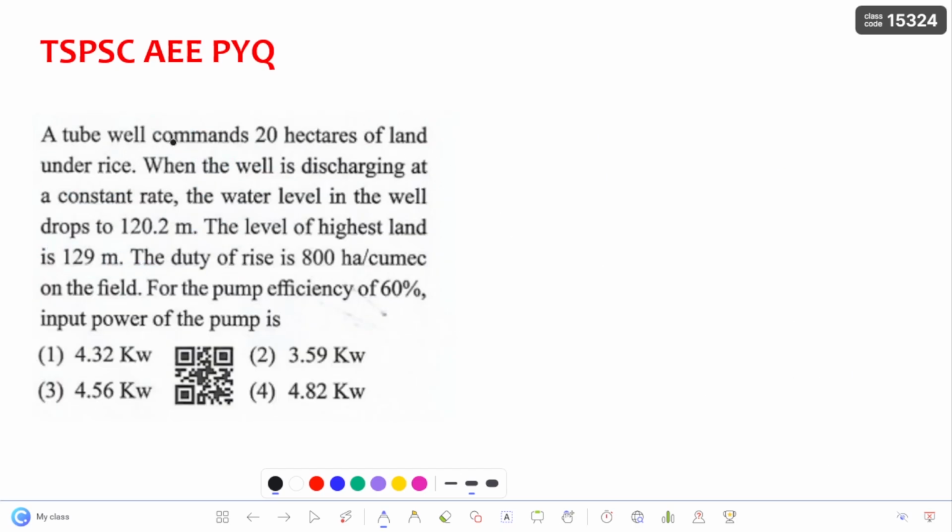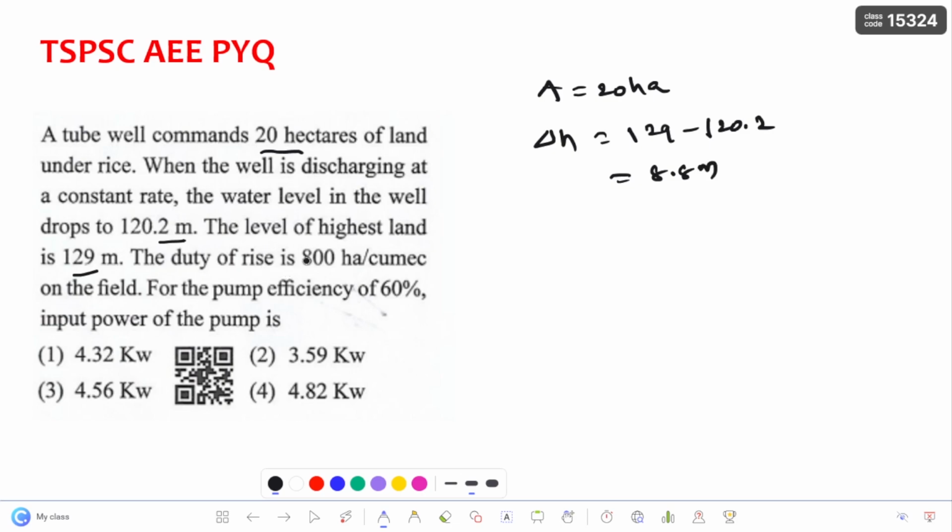Let's come to the next question. A tube well commands 20 hectares of land under rice. The area is given as 20 hectares. When the well is discharging at a constant rate, the water level in the well drops to 120.2 meters. The level of the highest land is 129 meters. So the head difference is nothing but 129 minus 120.2. You will get 8.8 meters.